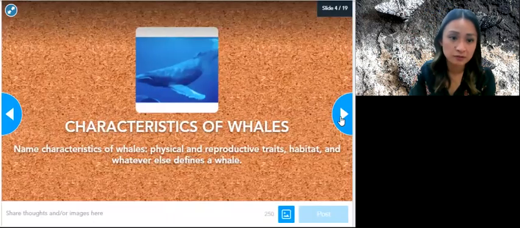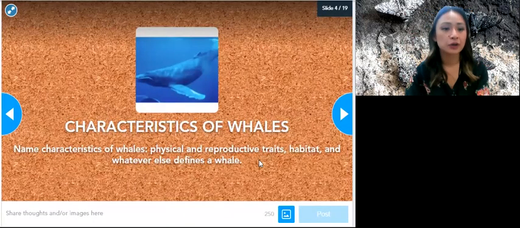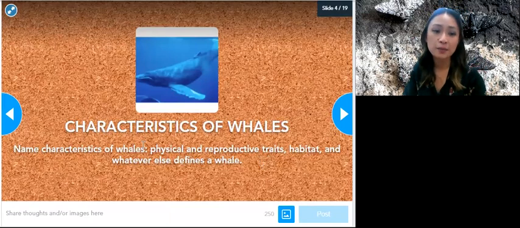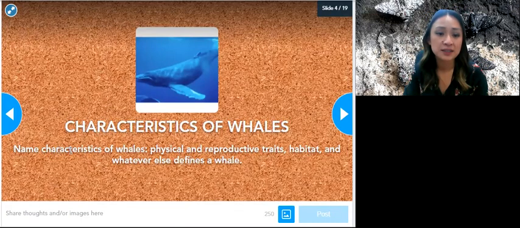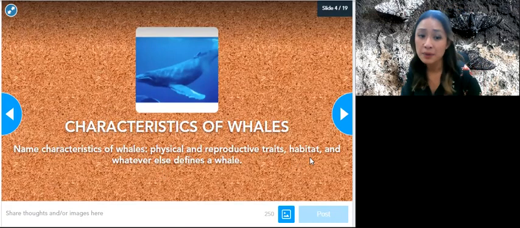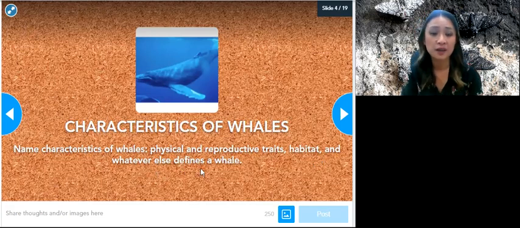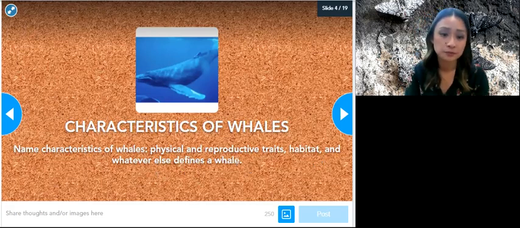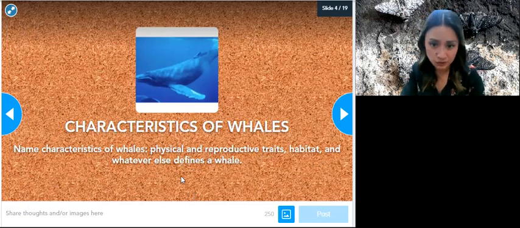I'm going to go to slide 4. On this slide, you are going to type or add an image of characteristics of whales. So their physical and reproductive traits, their habitat, and whatever else defines a whale. You can post one thing or 5 things or as many things as you can think of in terms of characteristics of whales.